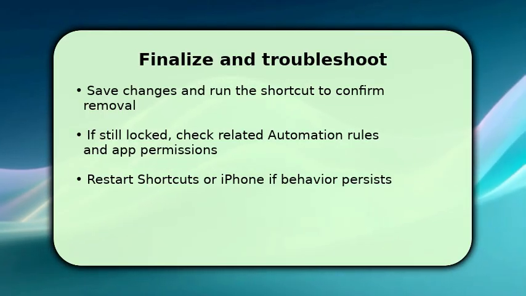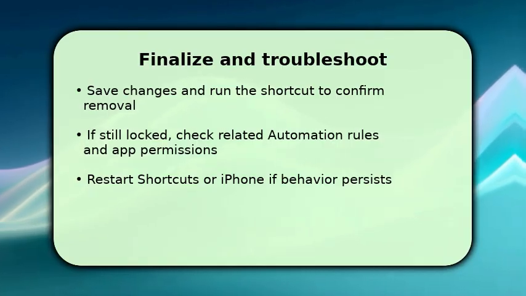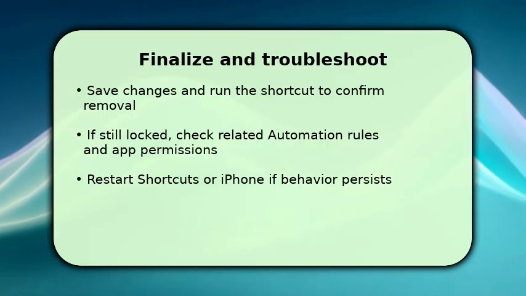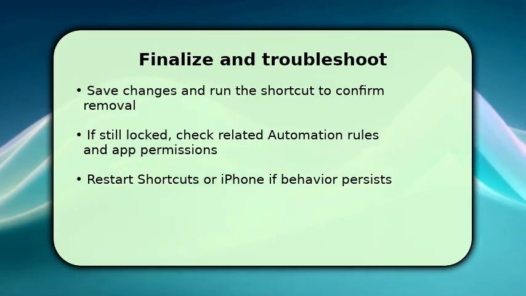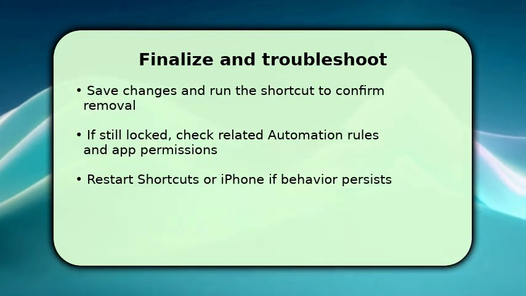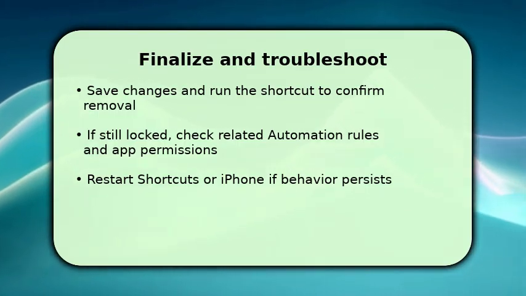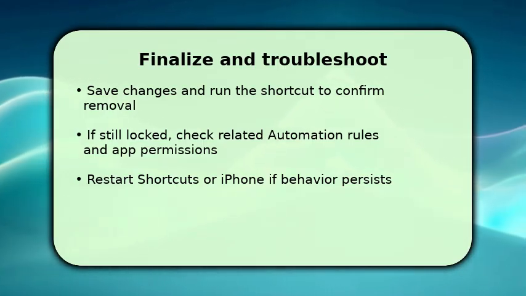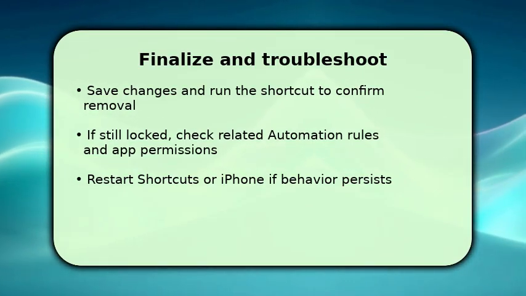If the lock persists, inspect any automations that trigger this shortcut and revoke, ask before running, or adjust permissions in Settings shortcuts. Make sure the app permissions for services used inside the shortcut aren't reapplying a lock. If problems continue, restart shortcuts or reboot the iPhone. That often clears cached permission states and completes the removal.